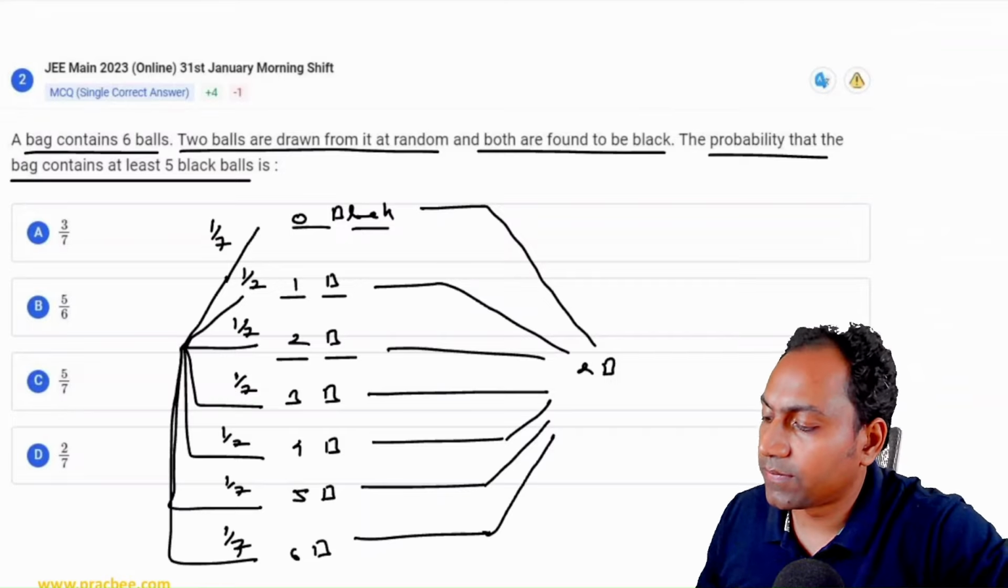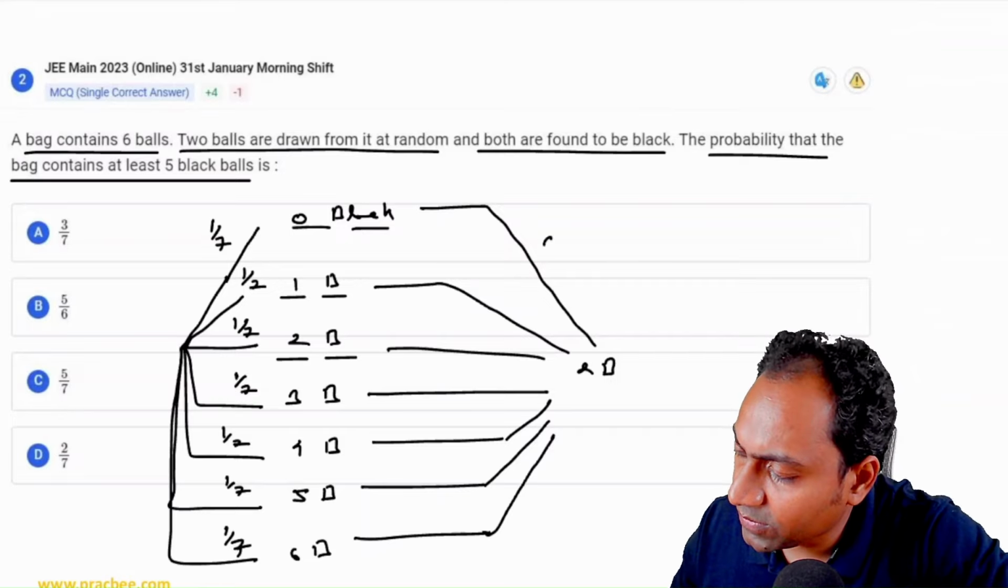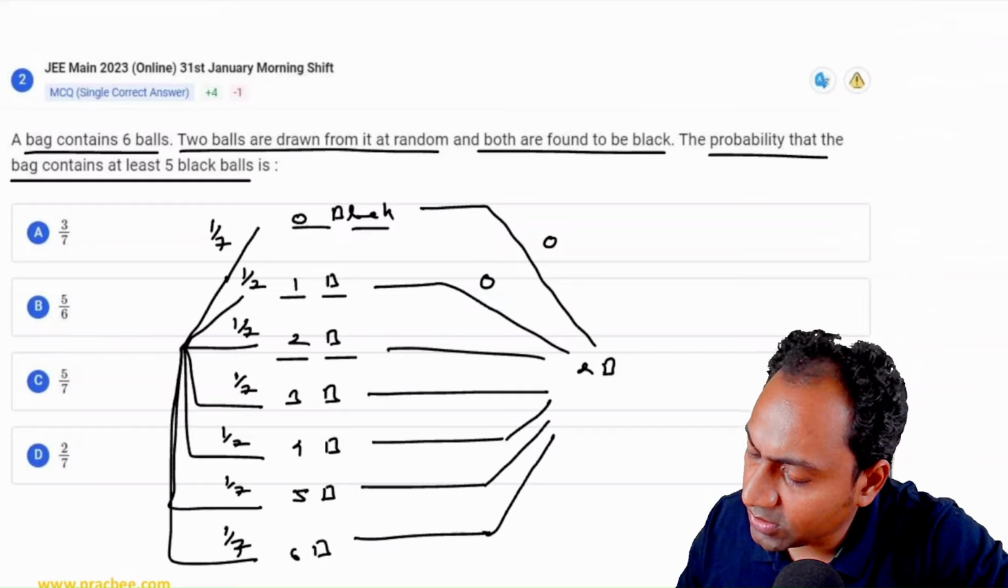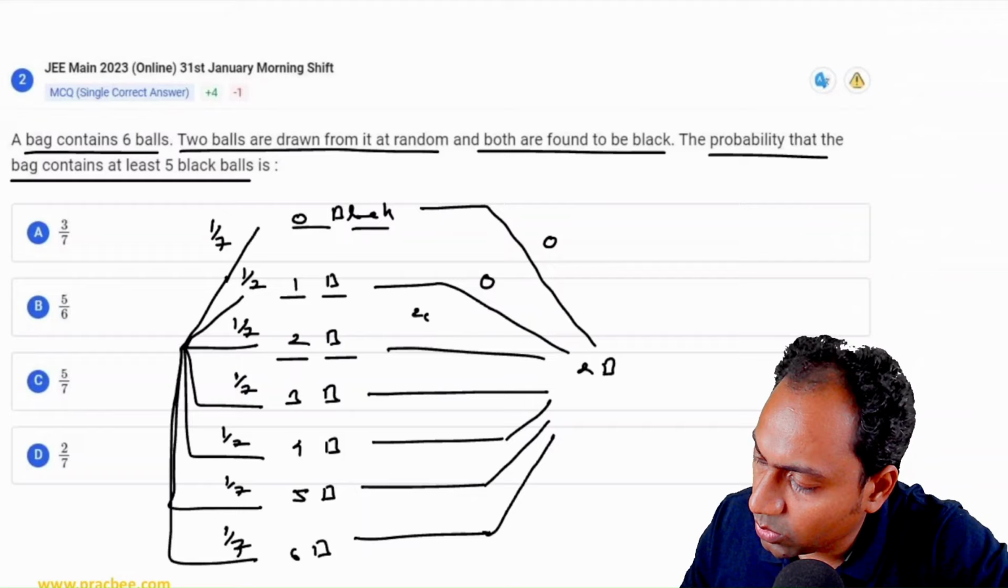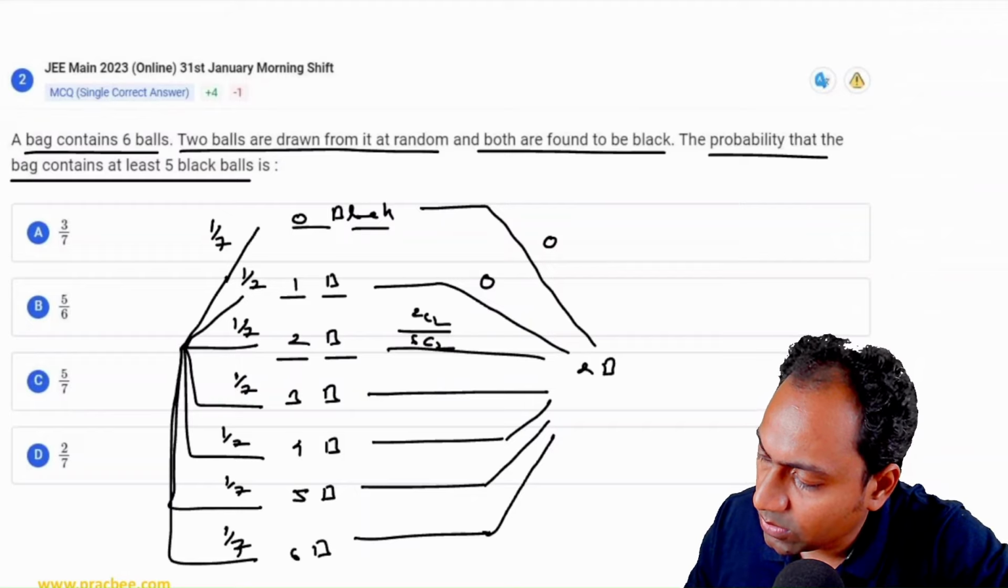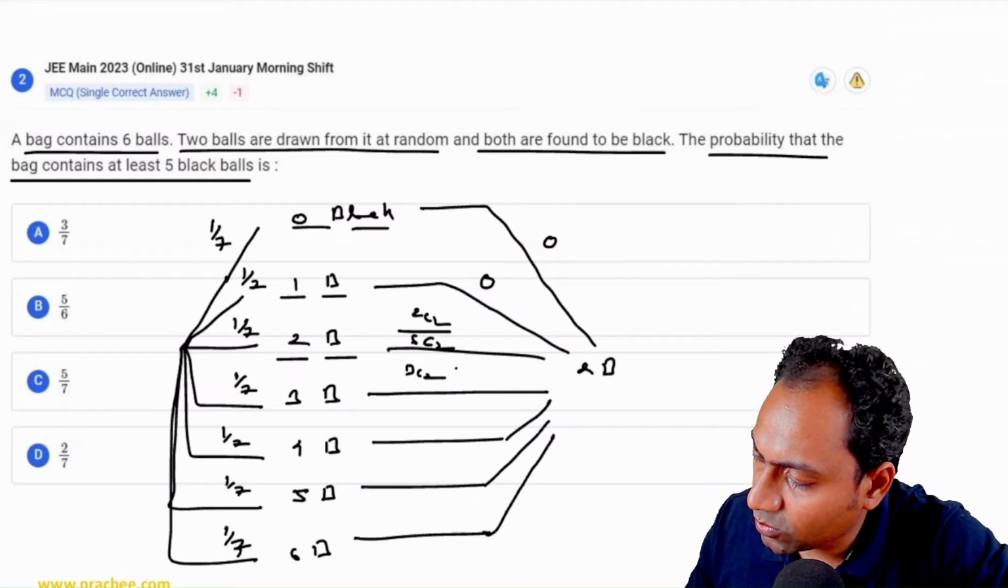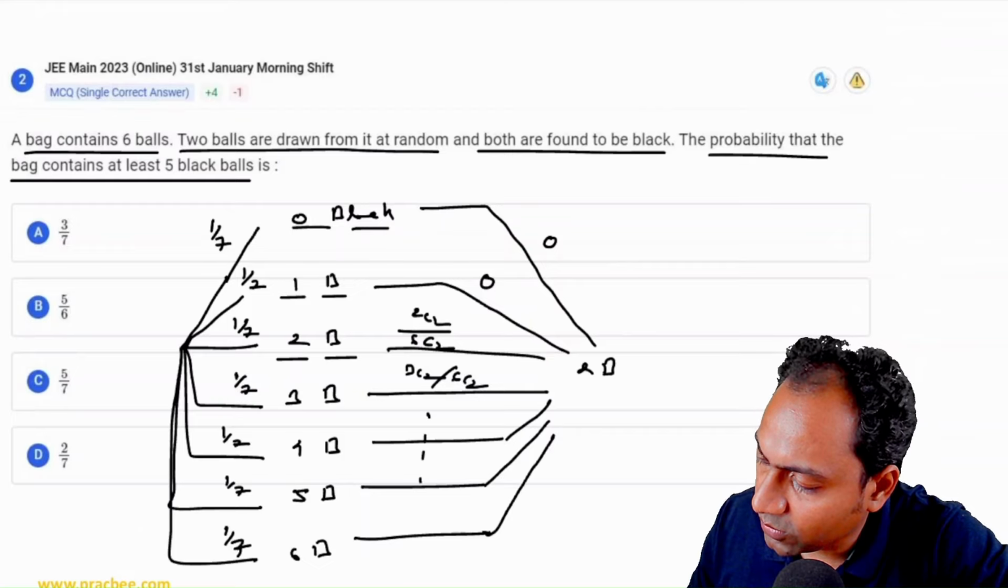Got it? Now the probability of this happening for the first case is 0. The probability of this happening for the second case is also 0. For the next case, it is going to become nothing but 2C2 by 6C2. For the next case, it will become 3C2 by 6C2. So on and so forth till the end.